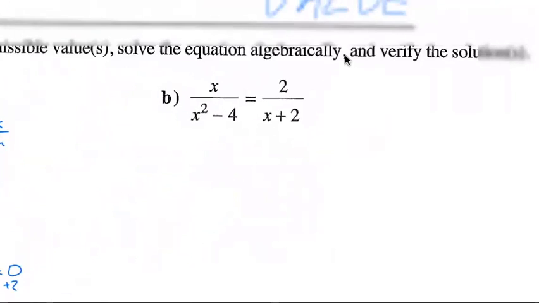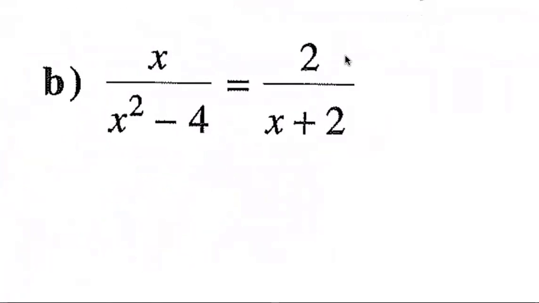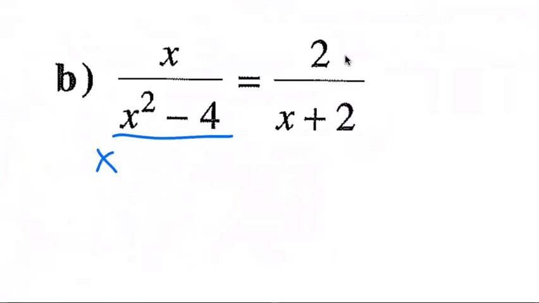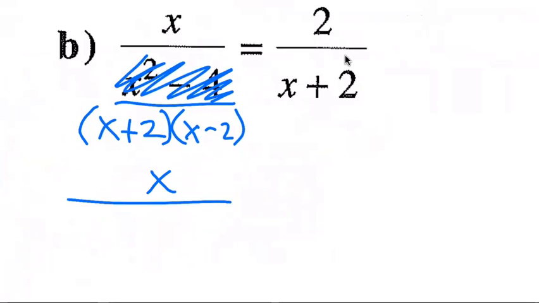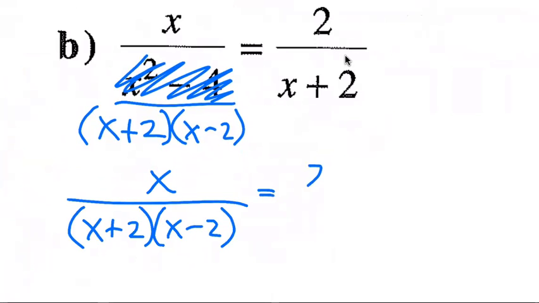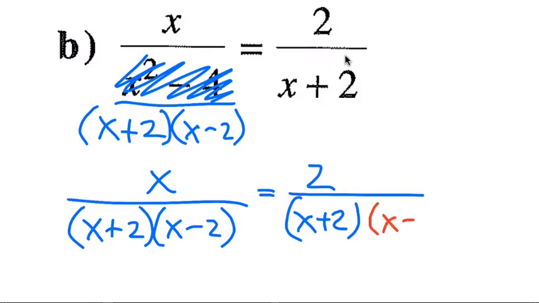So, looking at question B, the first step that we're going to need to do is factor this. X squared minus 4 is going to factor to x plus 2, x minus 2. My common denominator is x plus 2, x minus 2, so my left-hand side does not change. My right-hand side, though, this is x plus 2. This was already here. I need to multiply in my x minus 2. So this is x minus 2. Once I have those all on the same denominator, I cancel them.